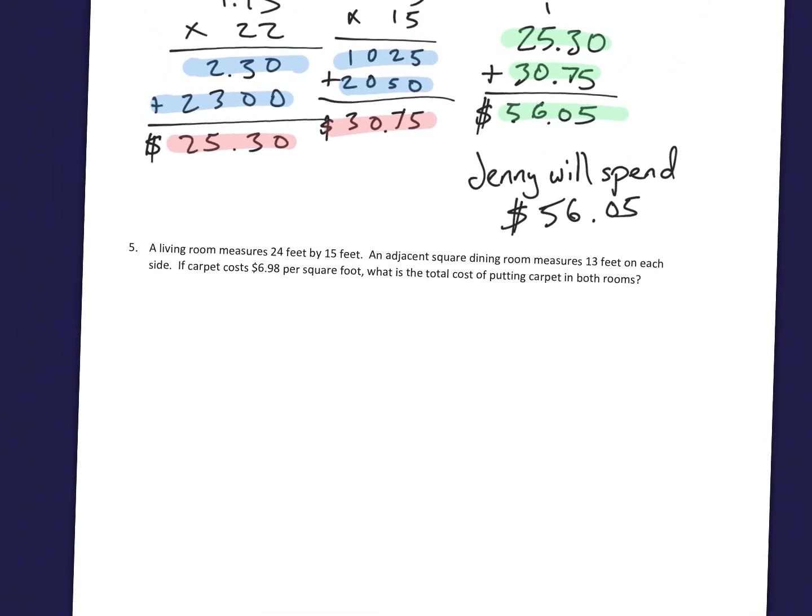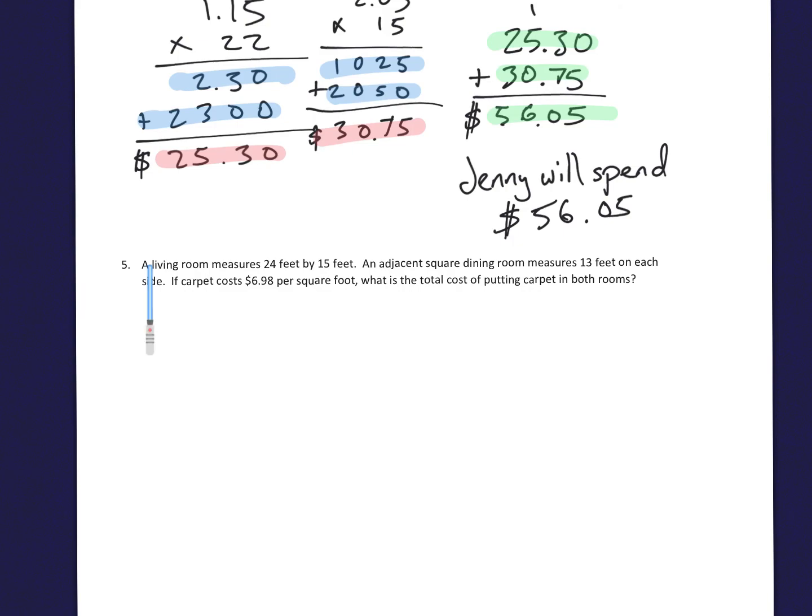I'm going to read this real quick. A living room measures 24 feet by 15 feet. An adjacent square dining room measures 13 feet on each side. If carpet costs $6.98 per square foot, what is the total cost of putting carpet in both rooms? So this is another multi-operational, multi-step problem.